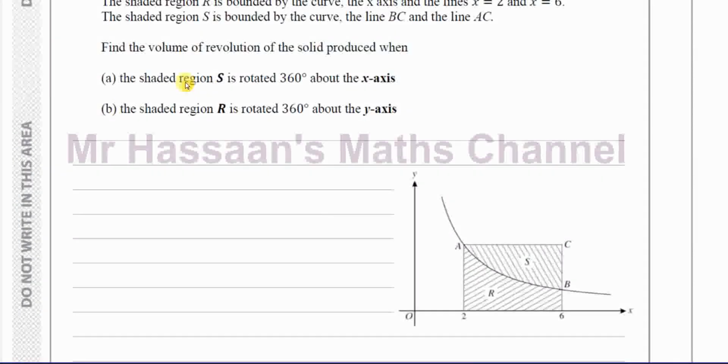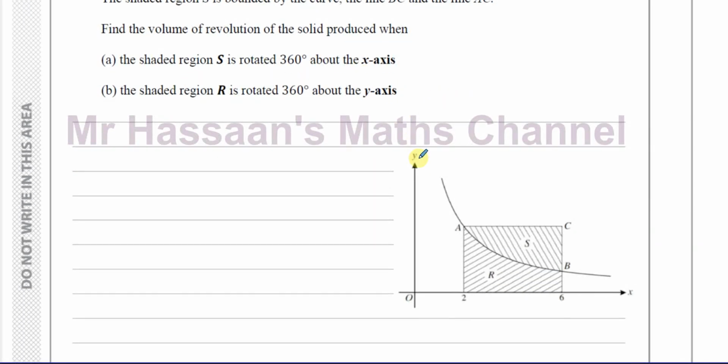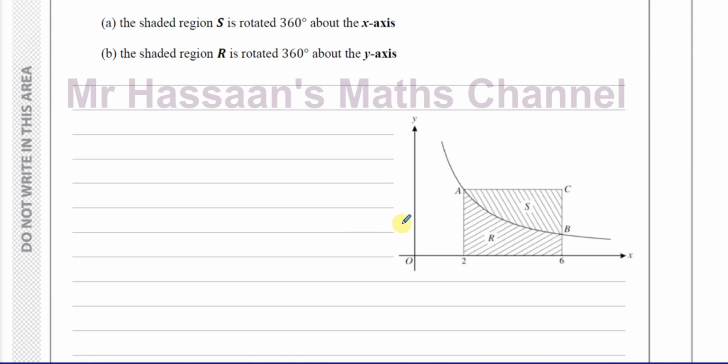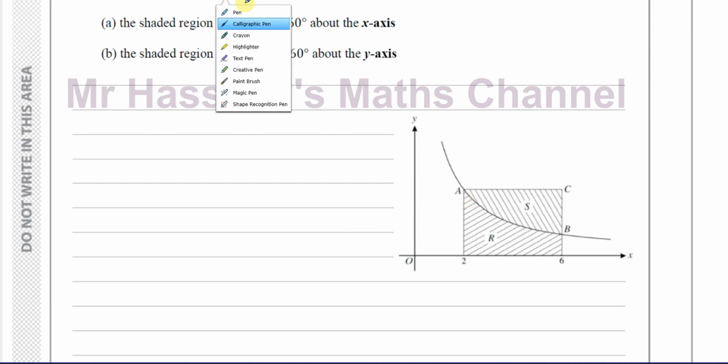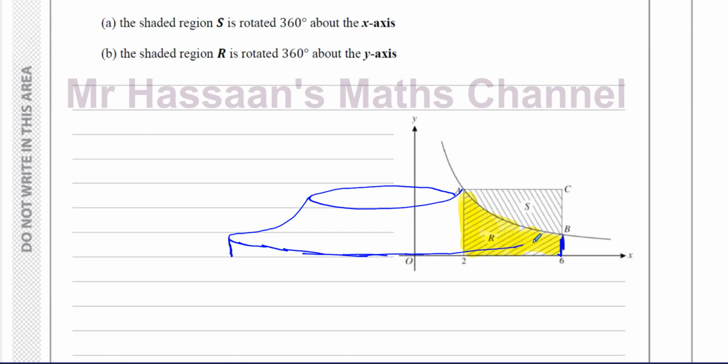Now part B is where we have to find the shaded region R rotated 360 degrees about the y-axis this time. So in this case, we're not really concerned about the S part. We're concerned about the R part. This part has to be rotated around, but not the x-axis this time. Now it's rotated around the y-axis, like this. So this stops there. It's going to stop there, and the whole thing is going to be some sort of volume that looks something like this.